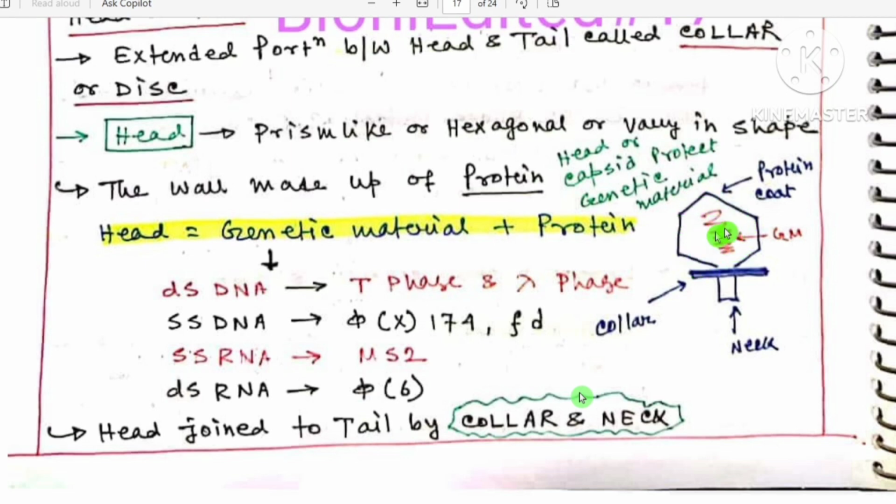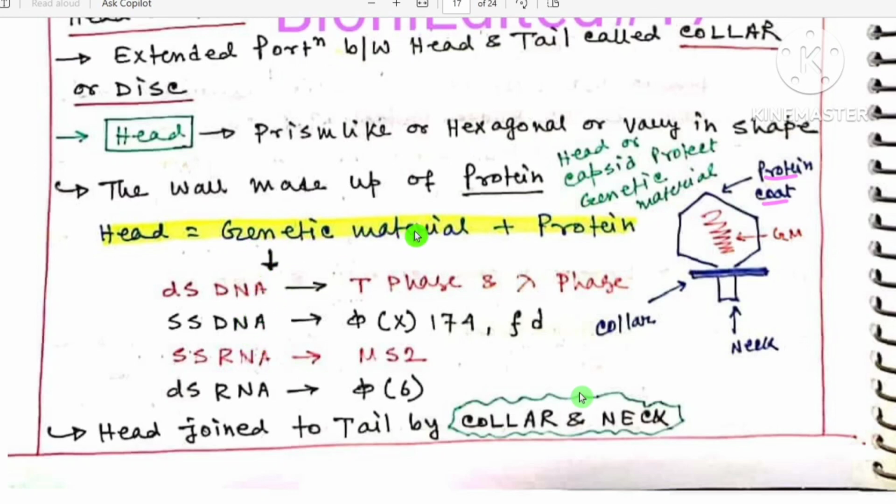So this is also seen in the case of bacteriophage. Their genetic material is protected by the head, and the head is usually made up of a protein coat. The head is made up of genetic material plus protein coat, and this genetic material may be double-stranded DNA. Double-stranded DNA containing bacteriophage are the T phage and the lambda phage. Single-stranded DNA: phi X174 bacteriophage and the fd phage. Single-stranded RNA: MS2 bacteriophage, and double-stranded RNA: phi 6 phage.